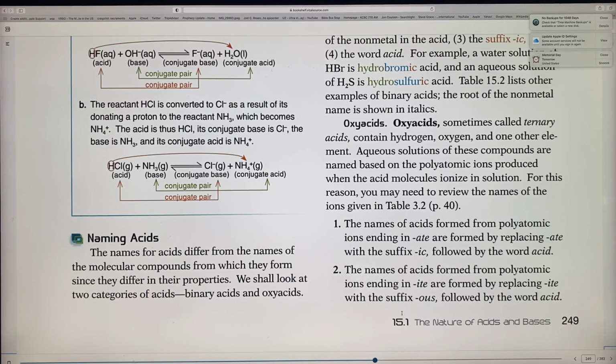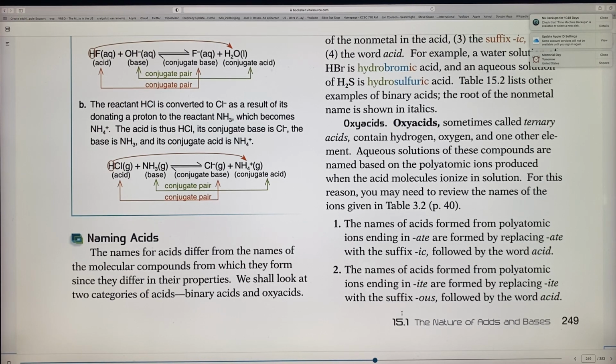So the names of acids are formed from polyatomic ions ending in ATE. If you have a polyatomic ion that ends in ATE, then we're going to replace the ATE with the suffix ic, followed by the word acid. And the names of acids formed from polyatomic ions ending in ITE are formed by replacing ITE with OUS. So now, instead of just ic, we have ic and OUS.